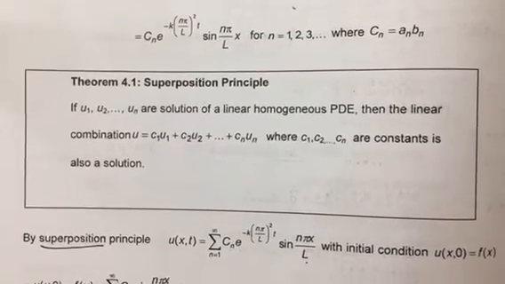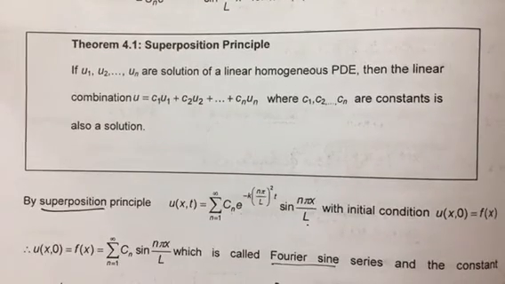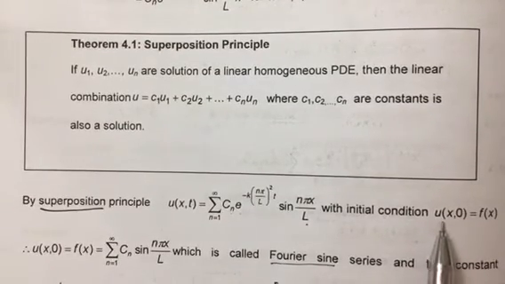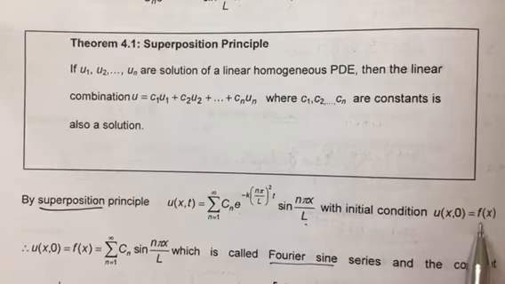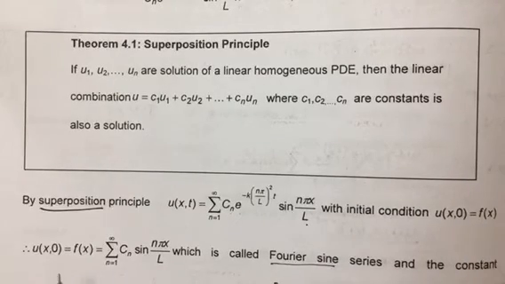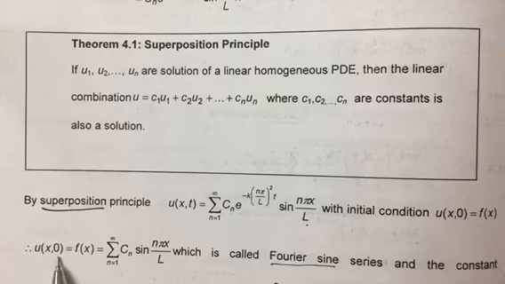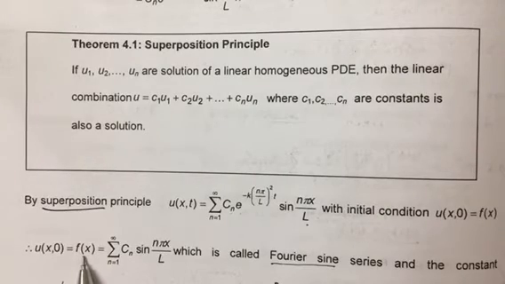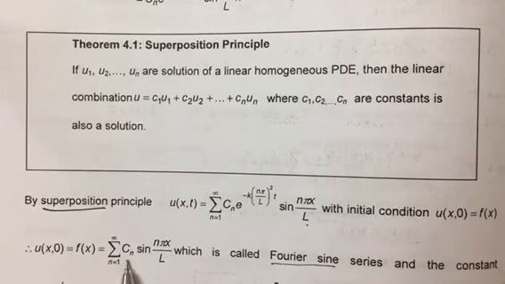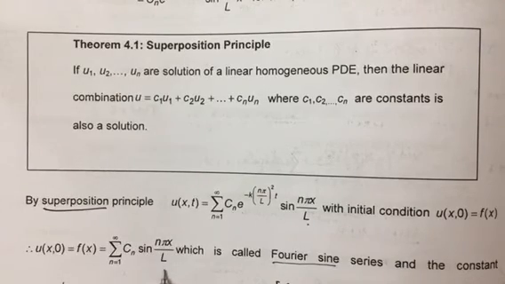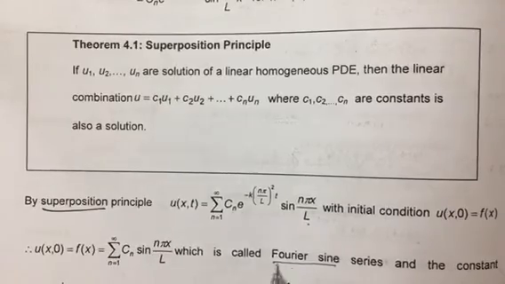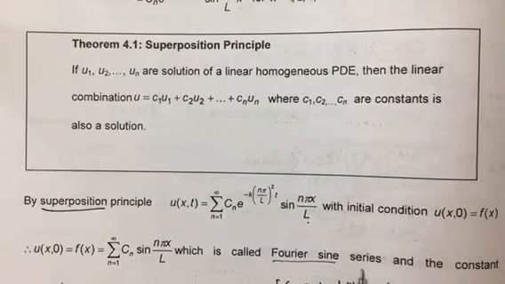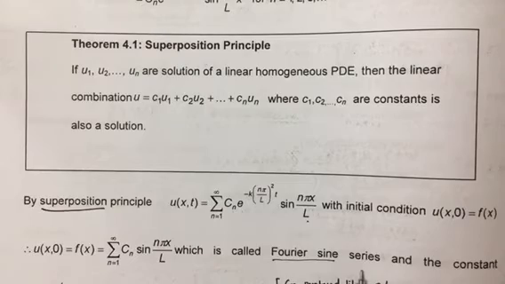Okay, so by using the first initial condition at t equal to 0, given u temperature equal to f(x). So u(x,0) equal to f(x) equal to the sum of Cn sin n pi x over L. Okay, this is a Fourier sine series that we learned in chapter 3.